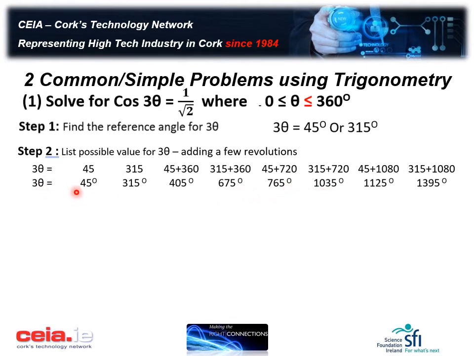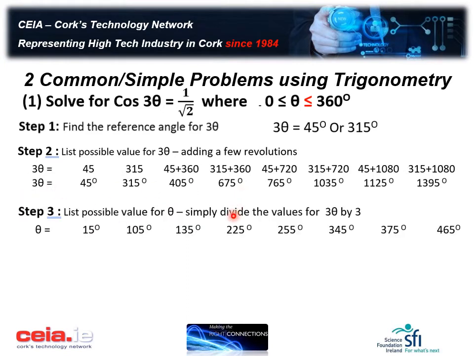So we have 1, 2, 3, 4, 5, 6, 8 solutions for 3 theta here, and it may or may not be necessary to go on. You don't really know how far you need to go until the next step, but generally speaking, 3 revolutions seems to be enough. So that's the end of step 2. Now we have solutions for 3 theta. Step 3 is simply to find solutions for theta.